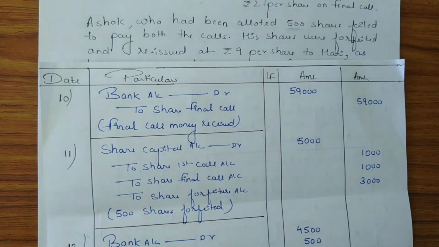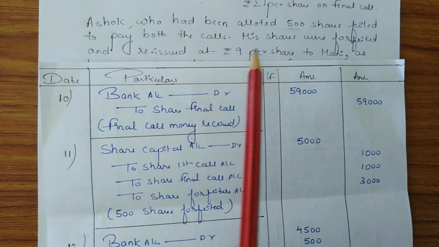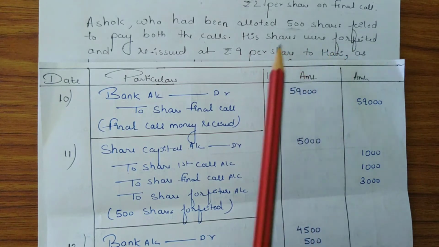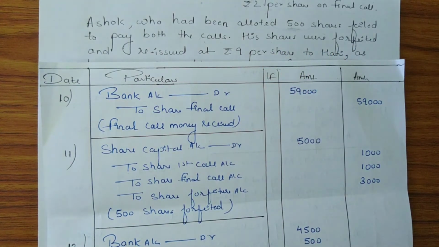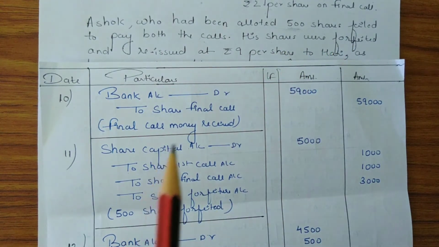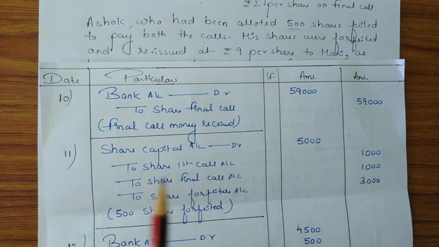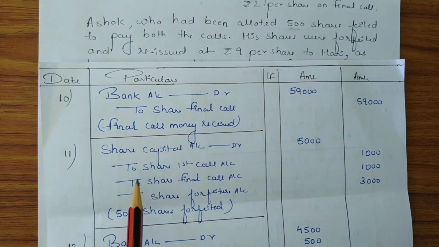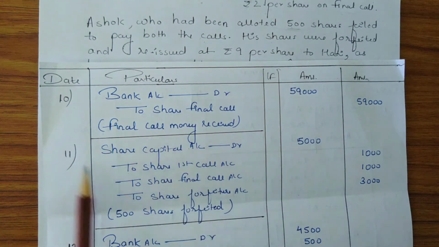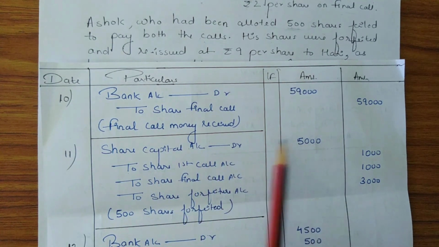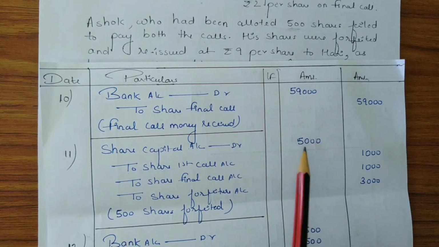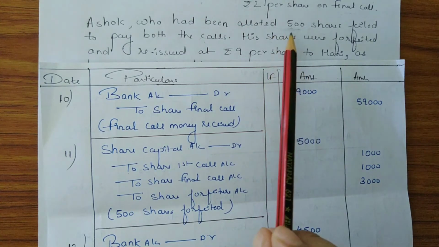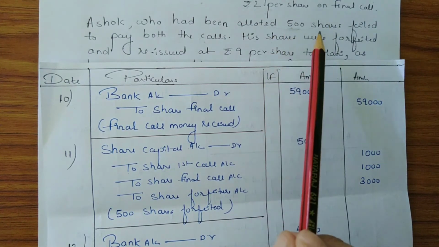So now according to the question, Ashok, who has been allotted 500 shares, his shares were forfeited. So the entry will be share capital account debit to share first call account, share final call account, to share forfeiture account. Now why share capital is debited? As on forfeiture of shares the share capital is reduced, so it will be debited with the amount 5,000. Why 5,000? See, number of shares forfeited is 500 into called up value per share.